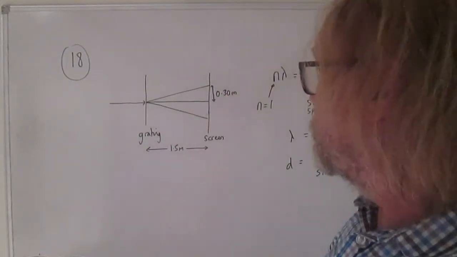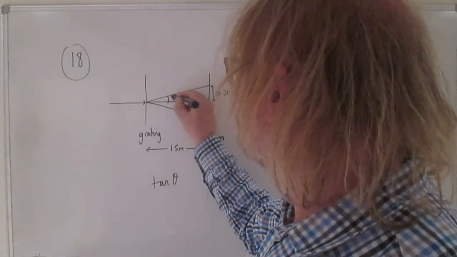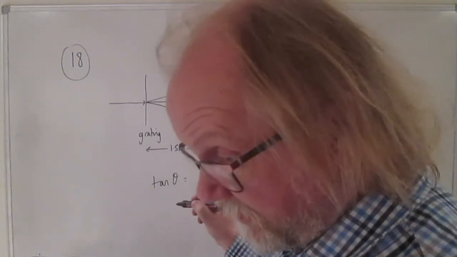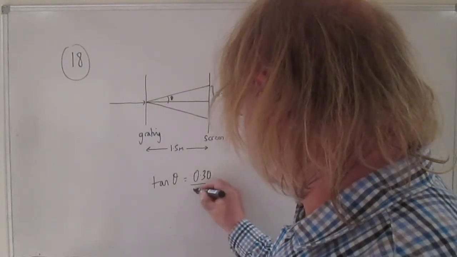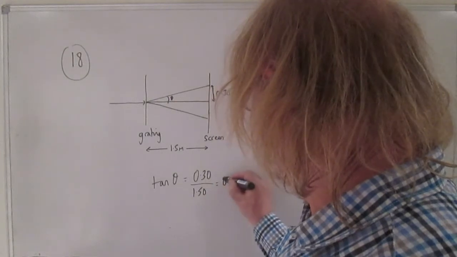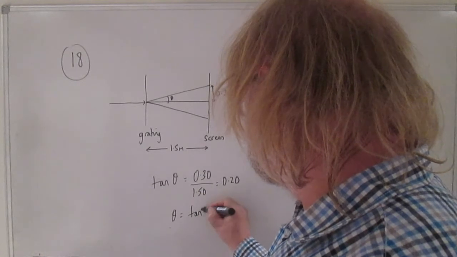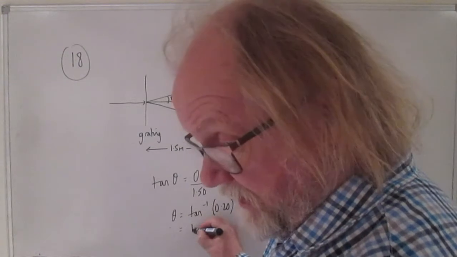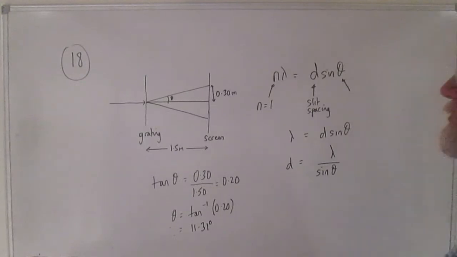So if we know that and that, we can say that tan theta, because this angle is theta, so the tangent of that angle is equal to 0.30 over 1.50, which is 0.20, and therefore theta is the inverse tangent of 0.2, which is 11.31 degrees. Okay, so we can just very easily use trigonometry to figure out what theta is.